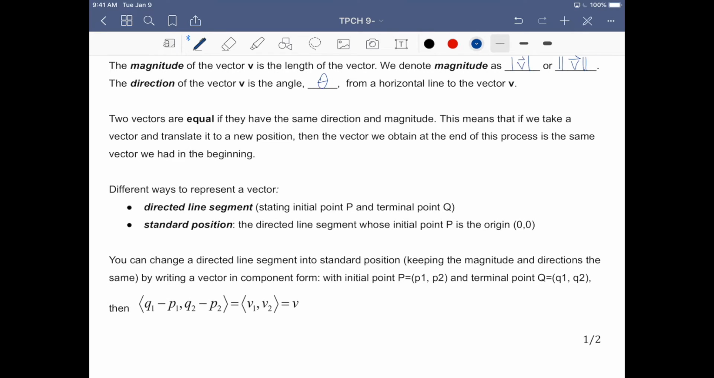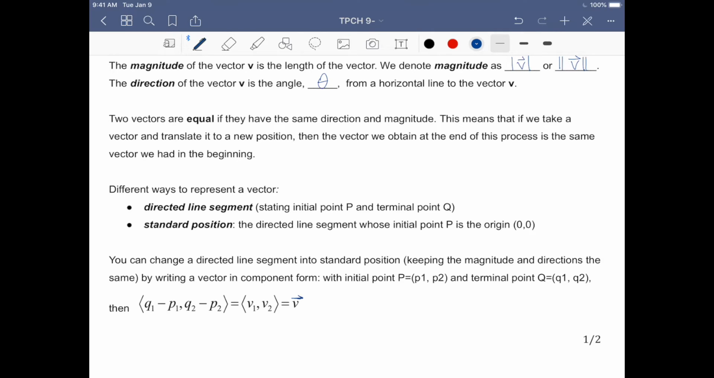There are two different ways of representing a vector. First, we can represent it as a directed line segment, where we have an initial point P and a terminal point Q. And then we have the standard position, in which we translate the directed line segment and make it so that the initial point P is the origin 0, 0.